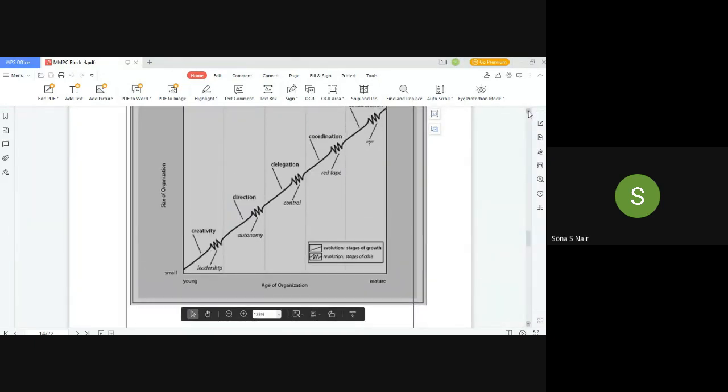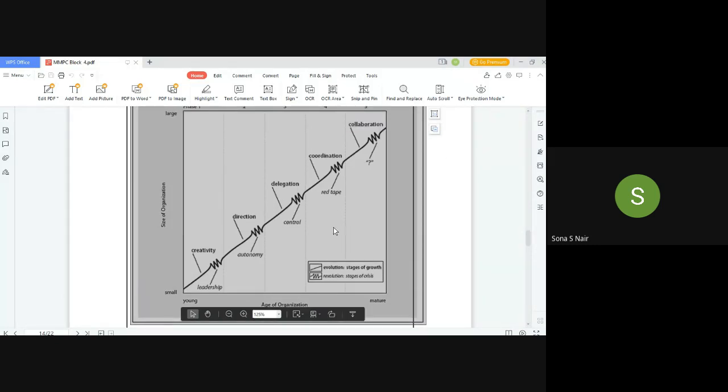Okay, according to this theory, with the age of the organization, the size of the organization grows. And as the size grows, there are various problems which come in between. These are called moments of crisis. So when the organization is very small, it will start growing. Slowly, there will be a crisis called the crisis of leadership, where people, initially happy, later don't want the kind of leadership followed till now, which is more authoritarian.